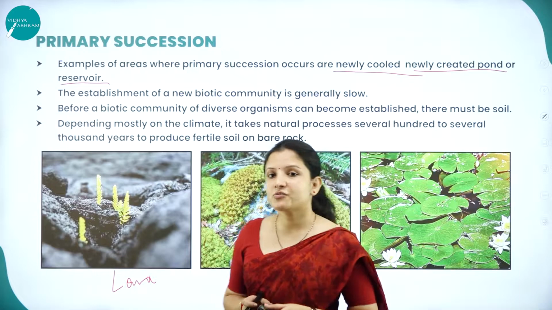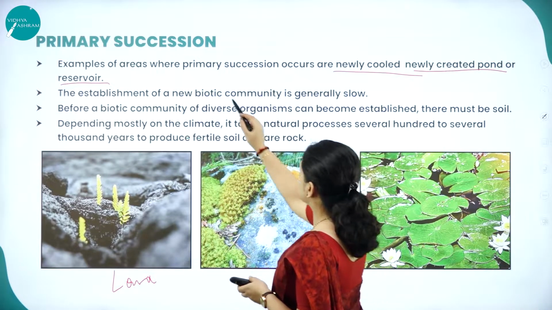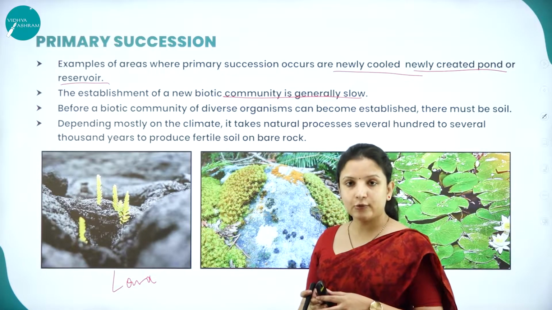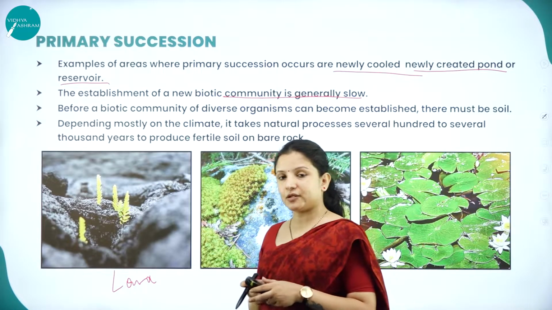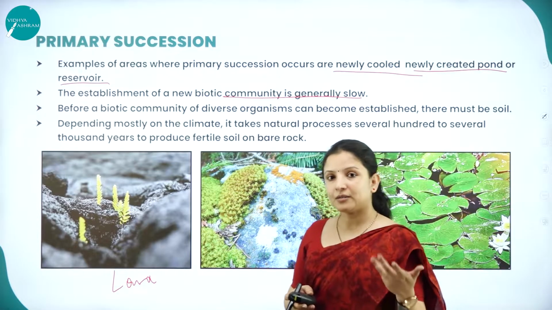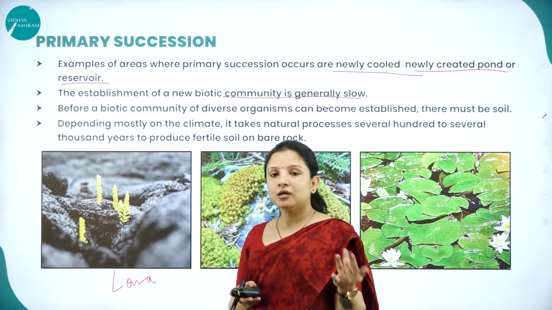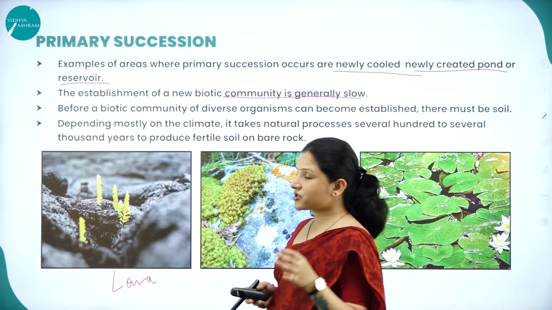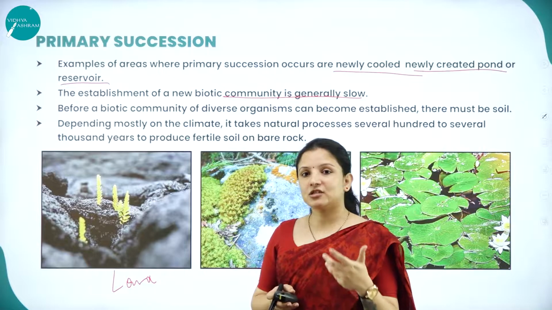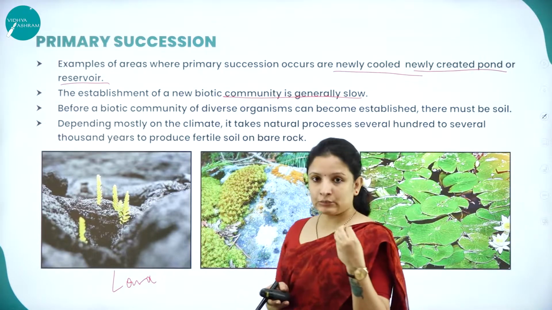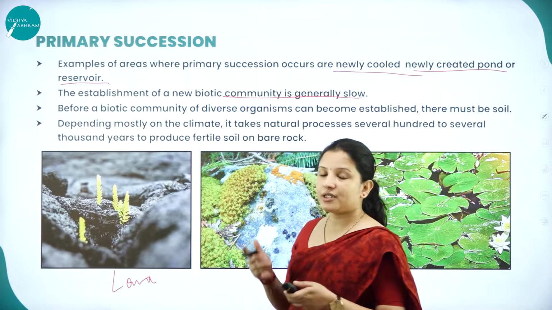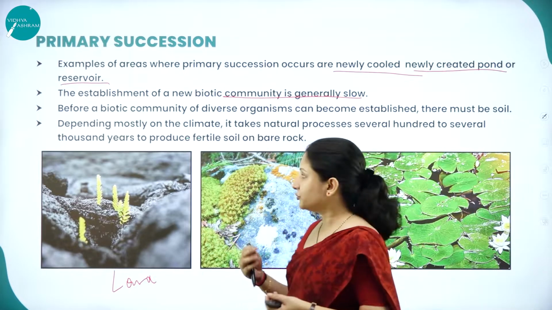So the establishment of a new biotic community is always slow, meaning primary succession is always slow when compared to secondary succession, because secondary succession already would have had the plants growing there earlier, but in primary succession there were no plants at all growing. So that is why formation of a new biotic community on a barren area is a slow and time-consuming process.